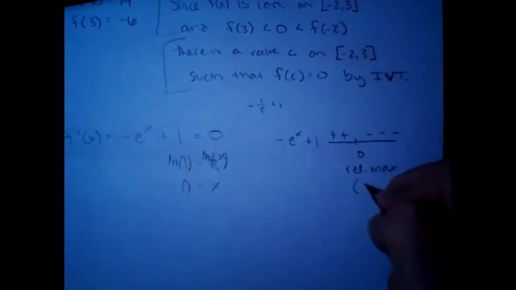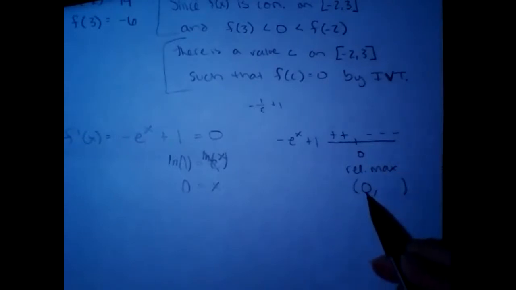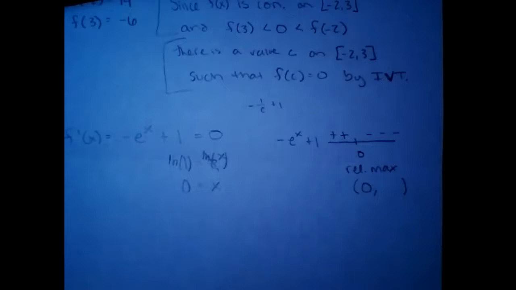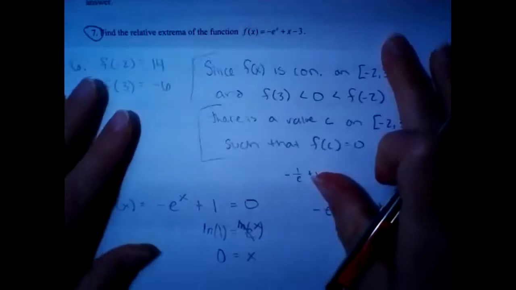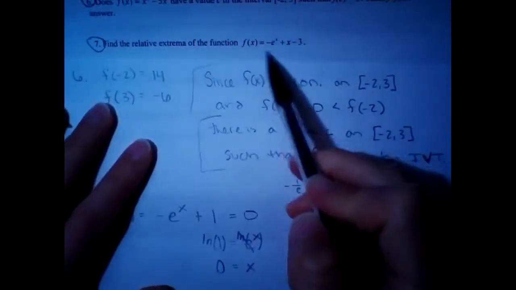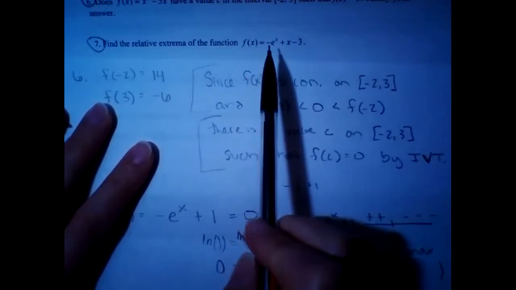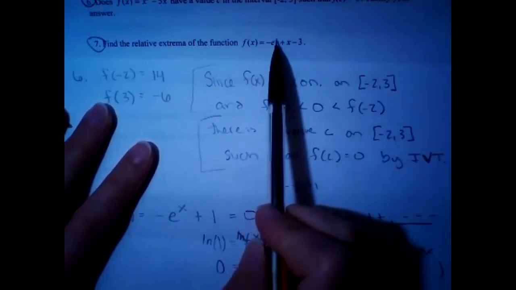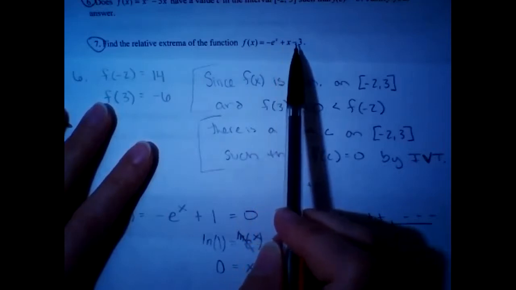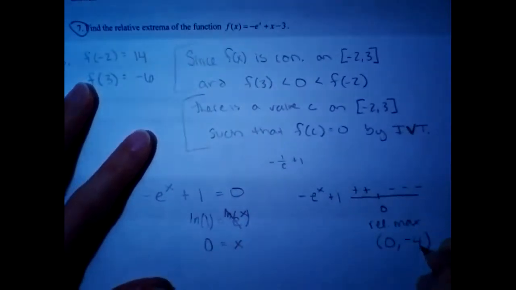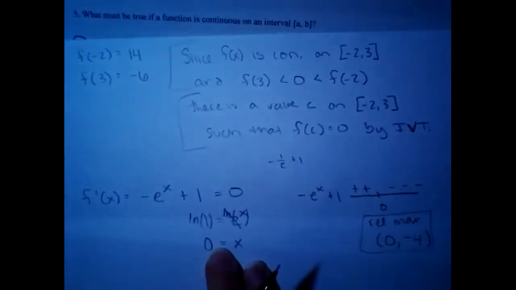And 0 is just the location. If you want the actual point, you have to take 0 and plug it back into the original problem, which my paper fell down here, so let me pull that back up. We're going to plug 0 back into this. So if we plug in 0, e to the 0 is 1. Anything to the 0 power is 1. We're going to make it negative, so -1 plus nothing minus 3, that would be -4. So here's your answer. We have a relative maximum at (0, -4).